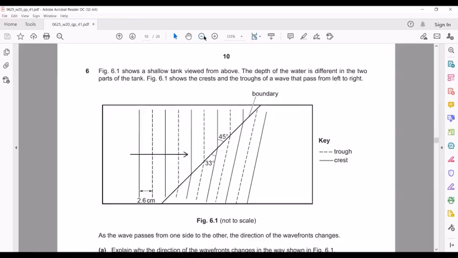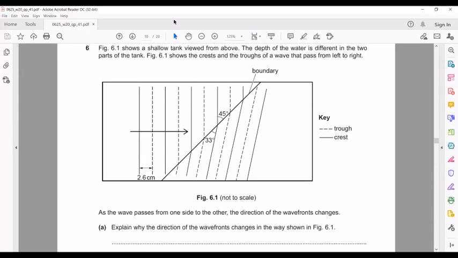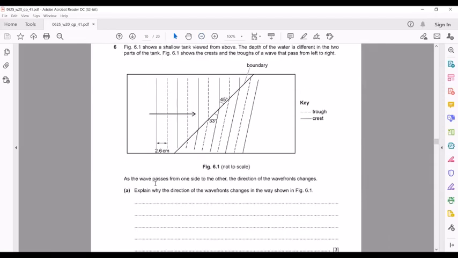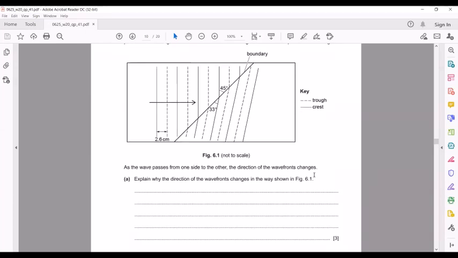In question 6, figure 6.1 shows a tank viewed from above. The depth of the water is different in two parts. Look, they use a dotted line and a continuous line to show two different regions of the wavefront. If this represents crests, then the other will represent troughs, or vice versa. As the wave passes from one side to the other, the direction of the wave changes. Explain why the direction of the wave changes in the way shown.